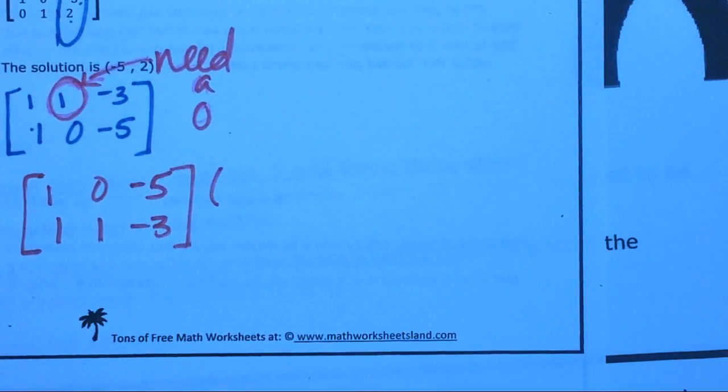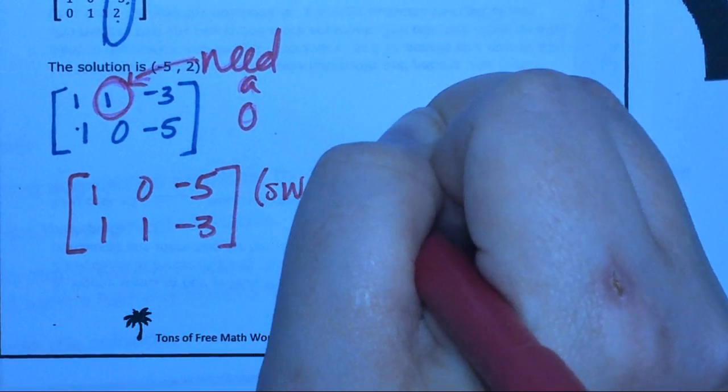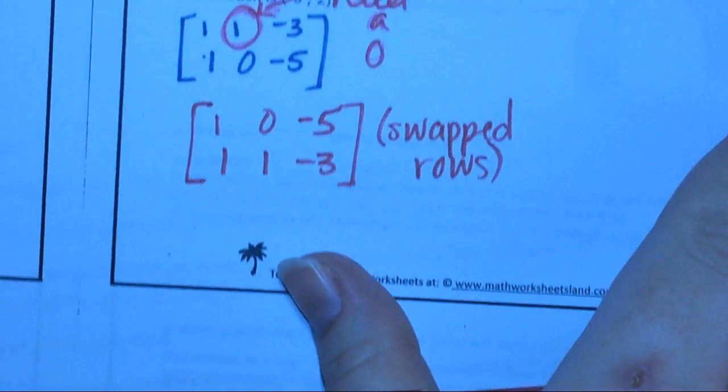And I'm going to make a list of things I did. No, you don't have to make a list, it just helps you to think it through. I swapped rows. Are there any questions about how I got that one?